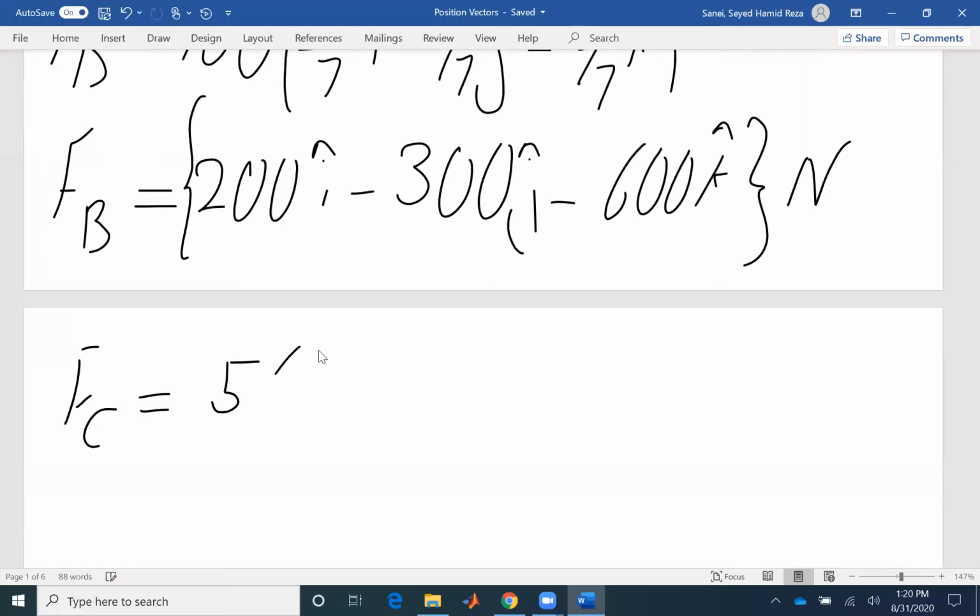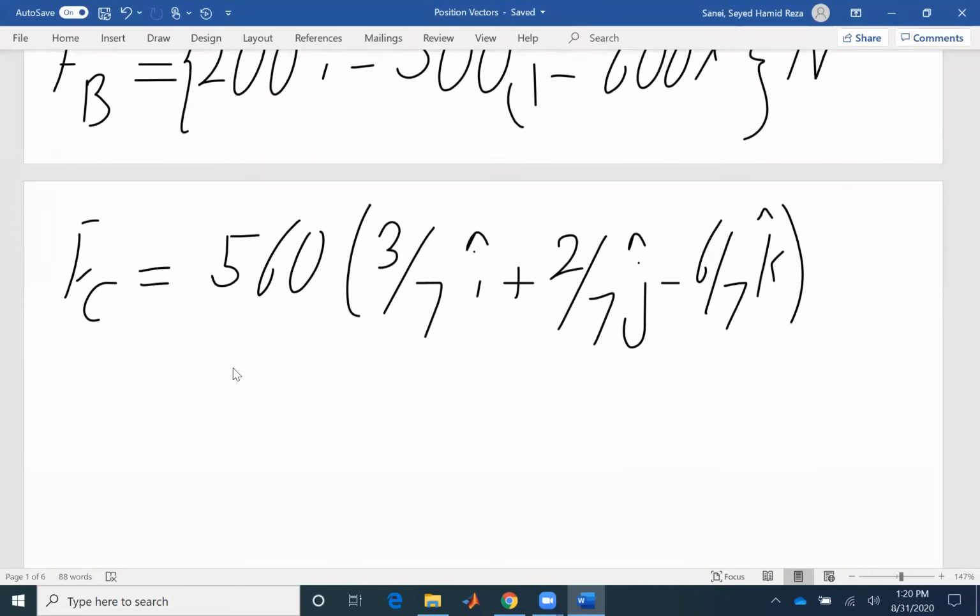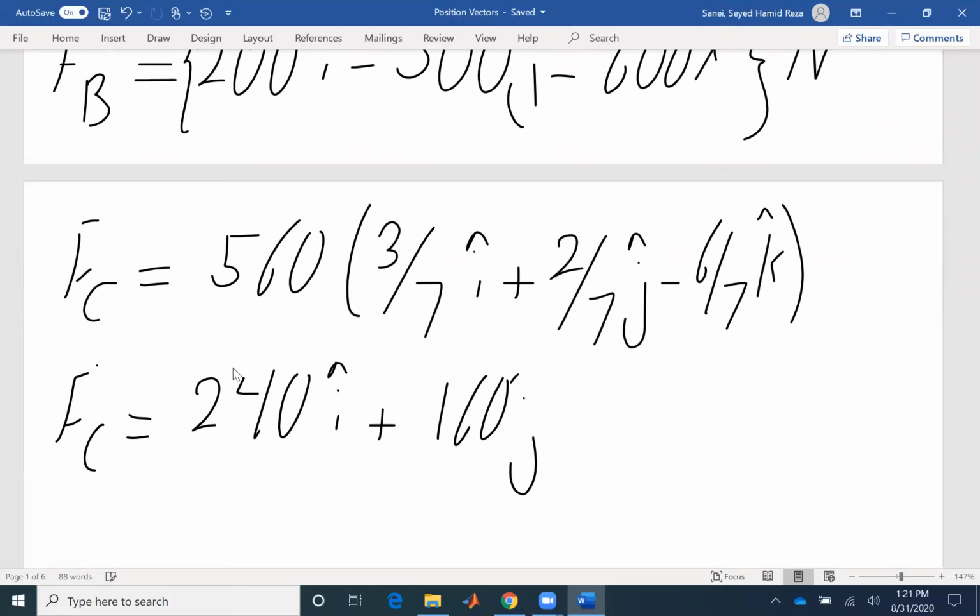I can do the same thing for FC. I have 560, that was the magnitude. I multiplied by the unit vector to find the vector in Cartesian form. Therefore, I have FC: 240i plus 160j, negative 480k. The unit is Newton.